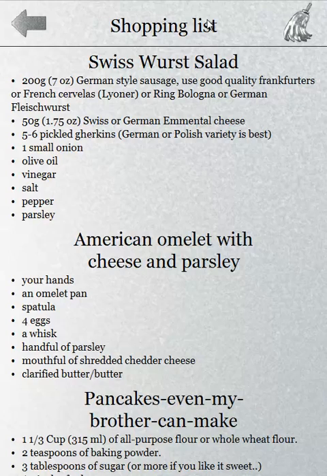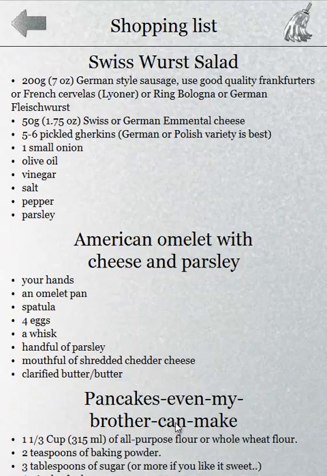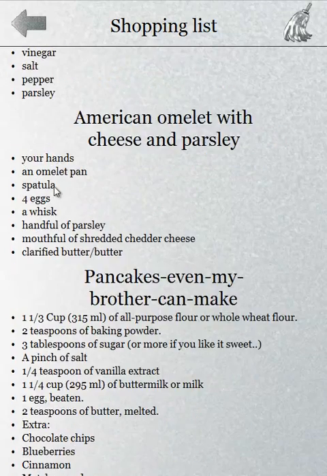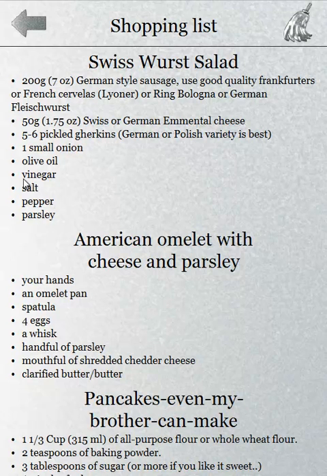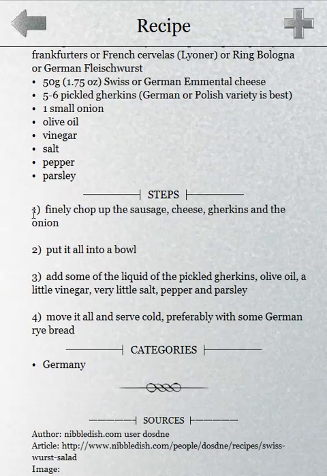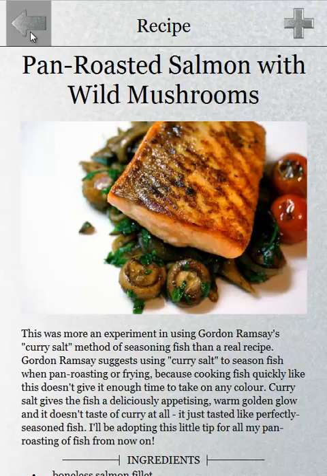Now, if we go back to the shopping list, we see that we have 4 items right here. And new ones are added at the top. So we have the wurst salad at the top, and down at the bottom we have the salmon. Now, a great way to find your recipes and to find the steps is to tap the title of the recipe. So if we tap the wurst salad, that takes us straight to that recipe and we can easily find the steps. If we tap the salmon, we go to the salmon.